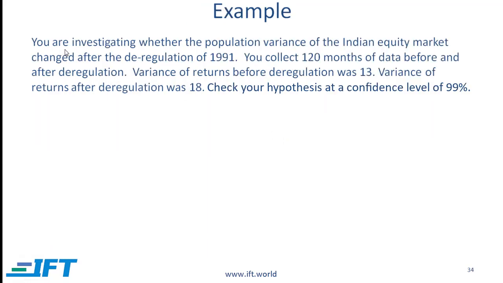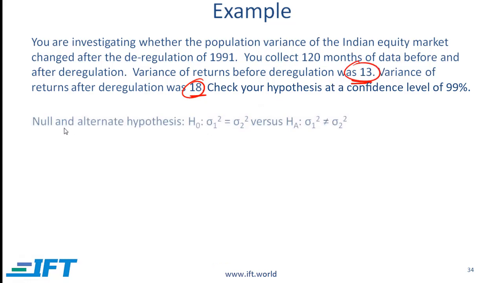Consider an example now. You are investigating whether the population variance of the Indian equity market changed after the deregulation of 1991. You collect 120 months of data before deregulation and then 120 months of data after deregulation. Variance of returns before deregulation was 13. Variance of returns after deregulation was 18. So you want to know whether this difference is statistically significant. So you set up the null hypothesis, which is like this, and the alternate, which is this.